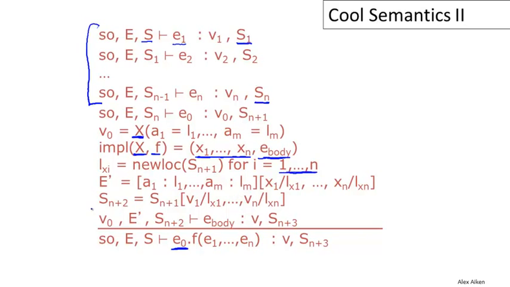And now we're ready to build an environment in which we can evaluate the method. All right, so what is this environment going to consist of? We have to think about what names are in scope inside of a method. Well, all the attributes of the class are in scope. So this is a class X with attributes A1 through AM, and the environment will have those names defined, A1 through AM.